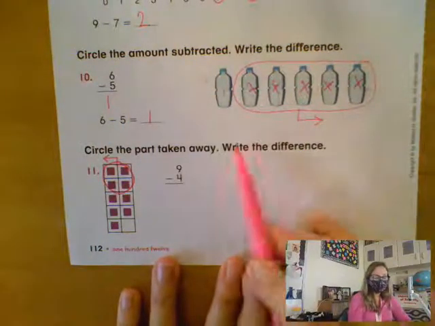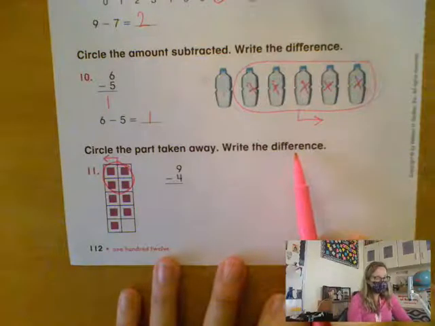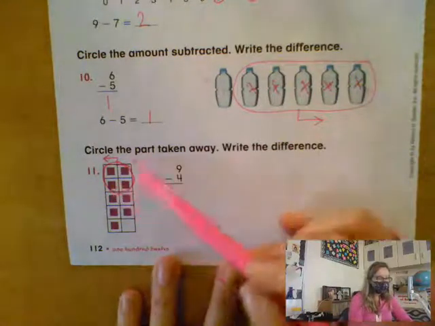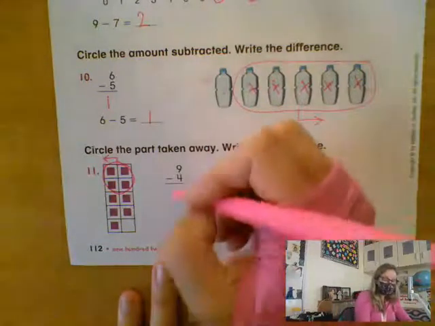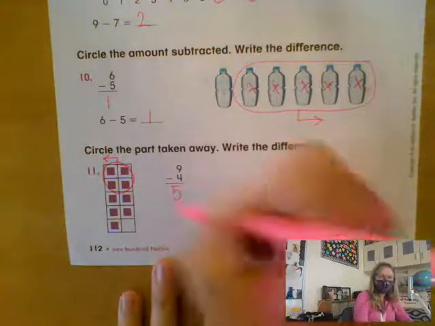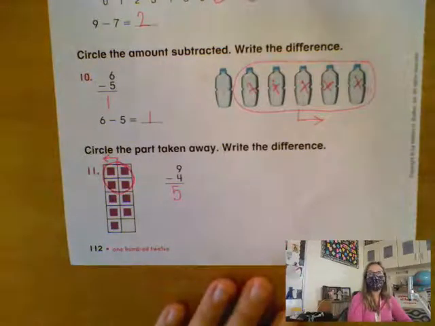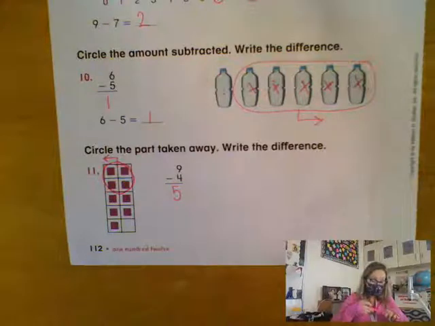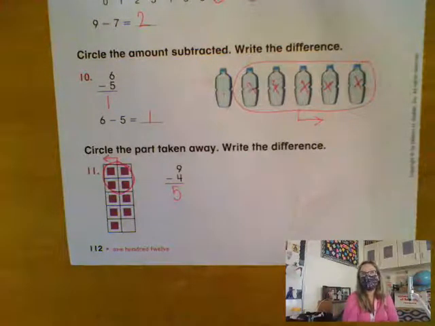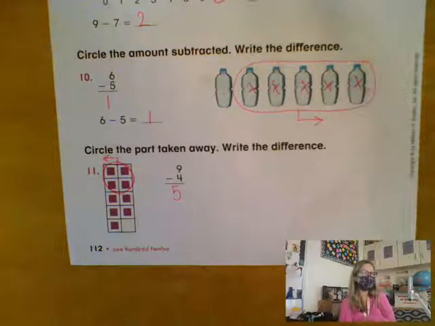And then it says write the difference. So, Faith, what is the difference? When I take away those 4, how many do I have left? 5. Excellent. So 9 take away 4 leaves us 5. You boys and girls have shown me on your work this week and on your ability to get this done that you are awesome subtractors, and I am certain that you are going to do excellent on your test.